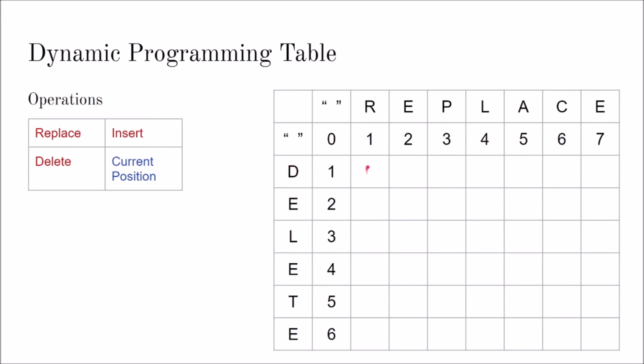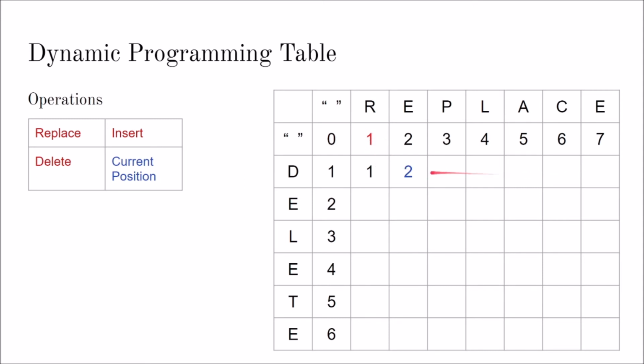So let's come back to this cell. We can see that R and D do not match with each other, so we need to pick the minimum value of these three cells and then add 1 to it, because we are performing an operation. So the value of this cell would be 1. Similarly, for the next cell, we need to pick the minimum of these three cells and add 1 to it, because we are performing an operation. So now we see there are two minimum values. We can pick either one of them. In this slide I'm going to pick the one on the corner.